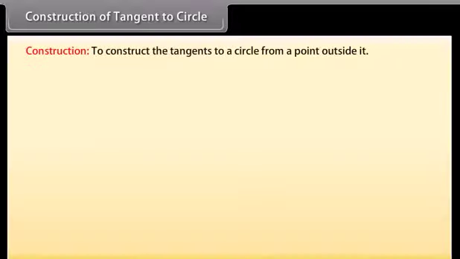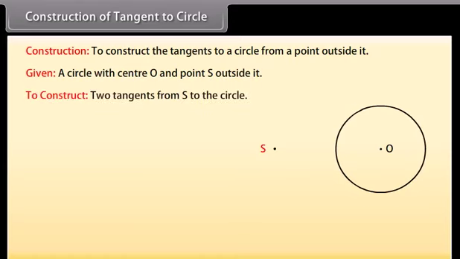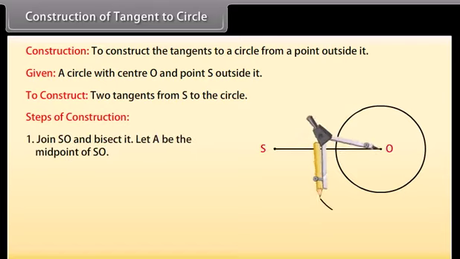Construction of tangent to circle. To construct the tangents to a circle from a point outside it, we are given a circle with center O and a point S outside it. We have to construct the two tangents from S to the circle. Steps of construction. Join SO and bisect it. Let A be the midpoint of SO.